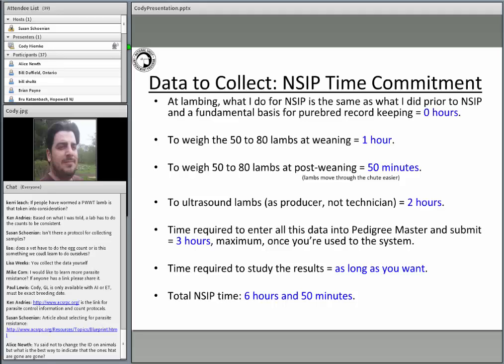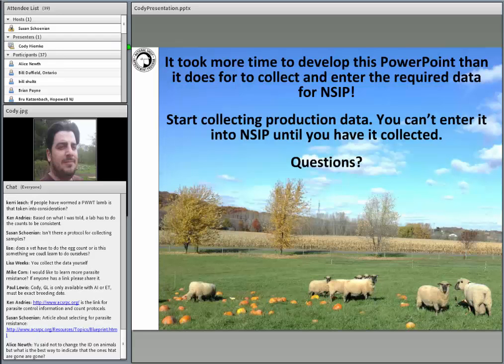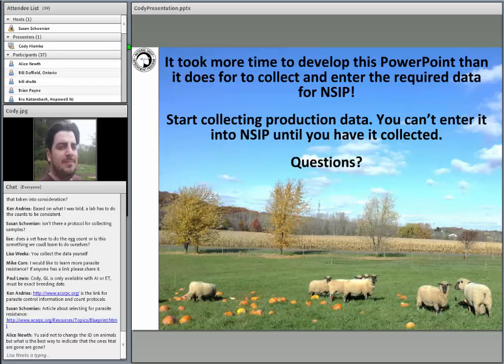He wants to make sure he's making the right bull purchase, and that's what you get coming back from NSIP, EBVs that you can study and make decisions from. It's only one tool in the toolbox, but it is a tool and something that warrants paying attention to. My total NSIP time, and I put more time in than needed, but my minimum time would be just shy of 7 hours. It took me a lot longer to put this PowerPoint together than the 7 hours to collect all the data. So my final comment is start collecting the production data, because you can't enter it unless you have it. I'm going to take a peek at questions, because that's the point I'm at.